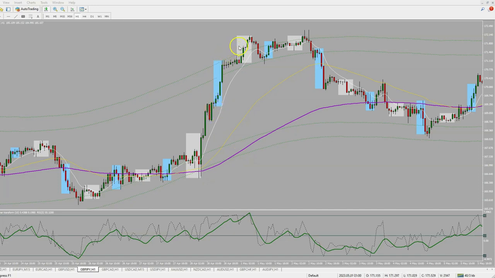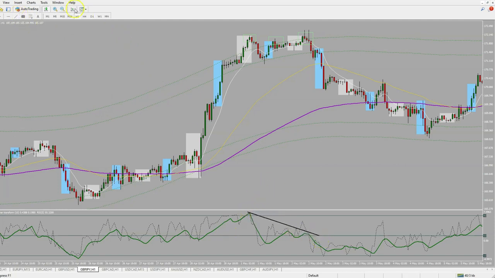So you want 3 hits. In this situation, we've got 1 here, 2, and 3, like 3 humps, so to speak, that are either inside or beyond those overbought and oversold bands. You also need divergence.